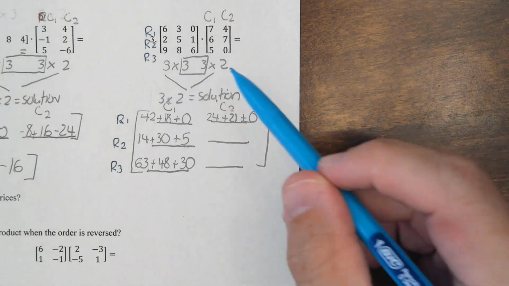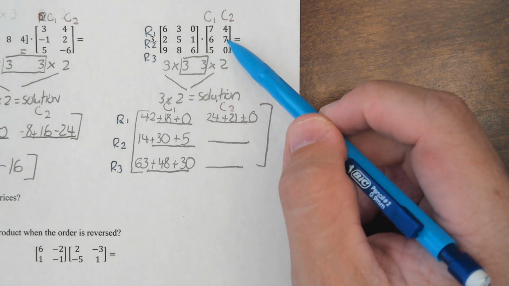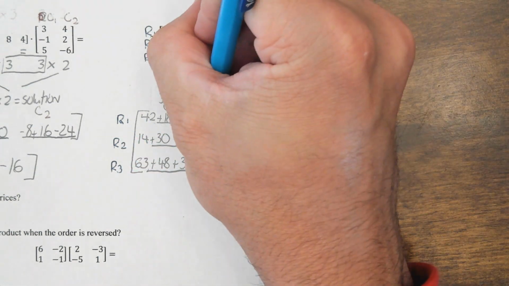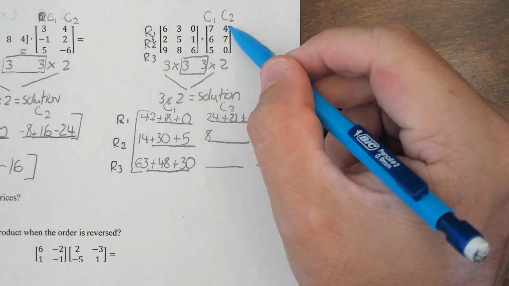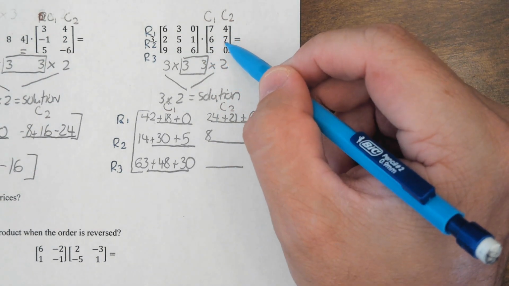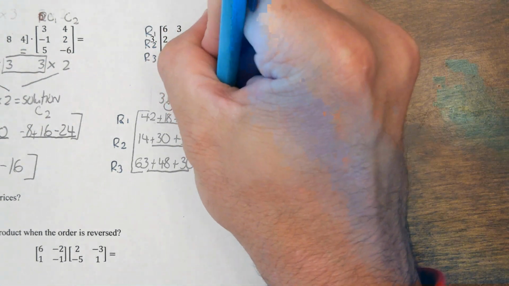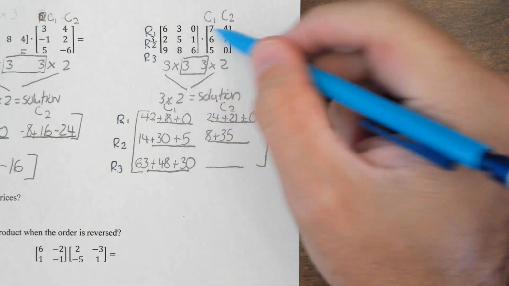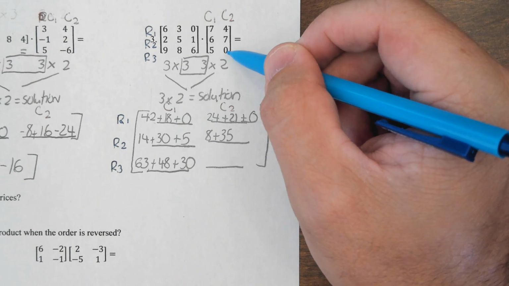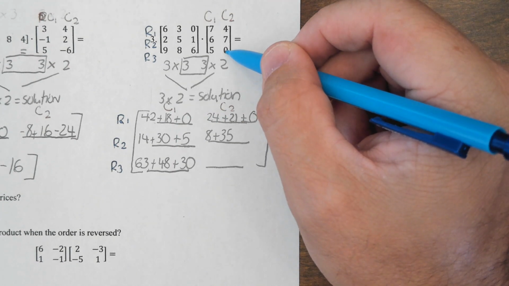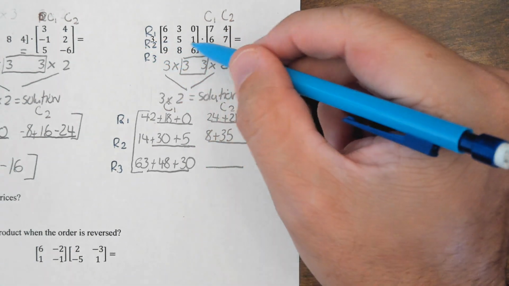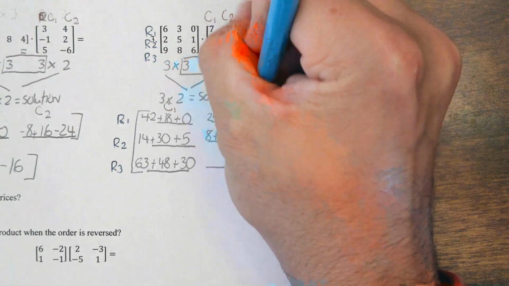Okay. Row 2 times column 2. So first element in row 2 is a 2. 2 times 4 is 8. Second element in row 2 times second element in column 2. 5 times 7, 35. And then the third element in row 2 times the third element in column 2. So 1 times 0, 0.